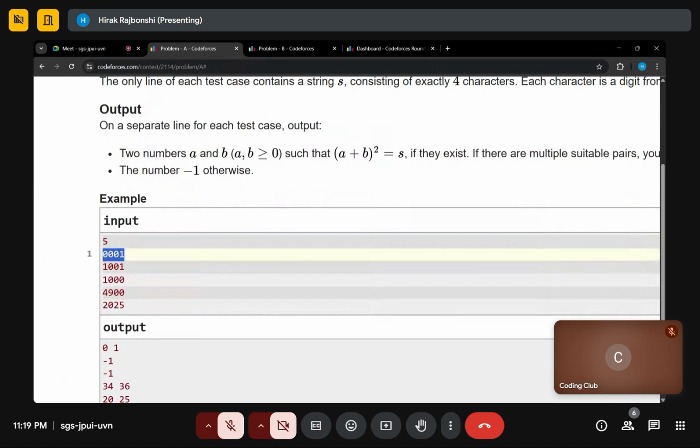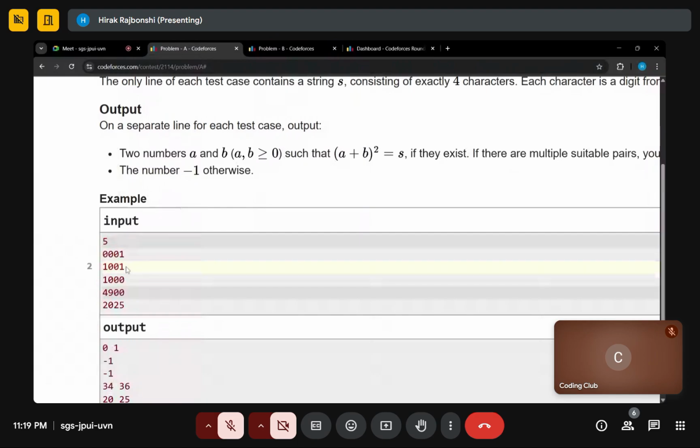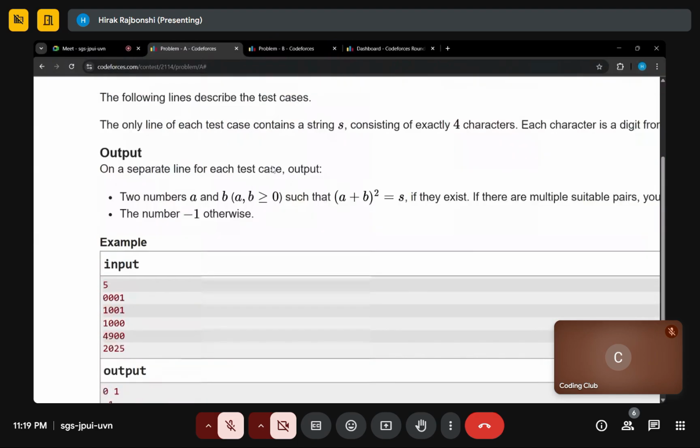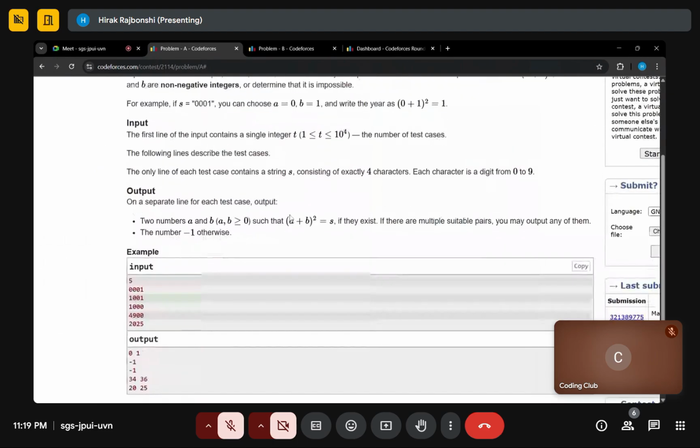So this can be represented as 0 plus 1. So for that I have to print the values of a and b, and if not, then I have to print minus 1. So this is a simple brute force solution. Here you can see the value of t is less than 10 to the power 4, and since the year consists of only 4 characters, its maximum value cannot exceed 9999.